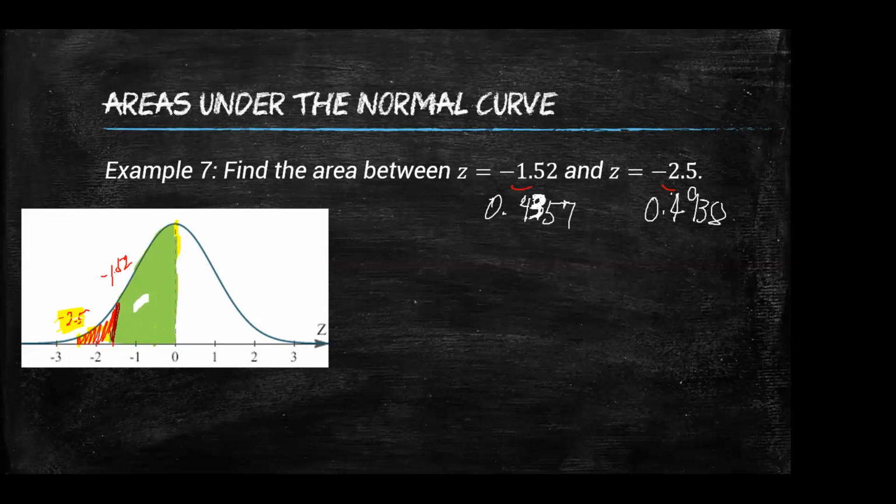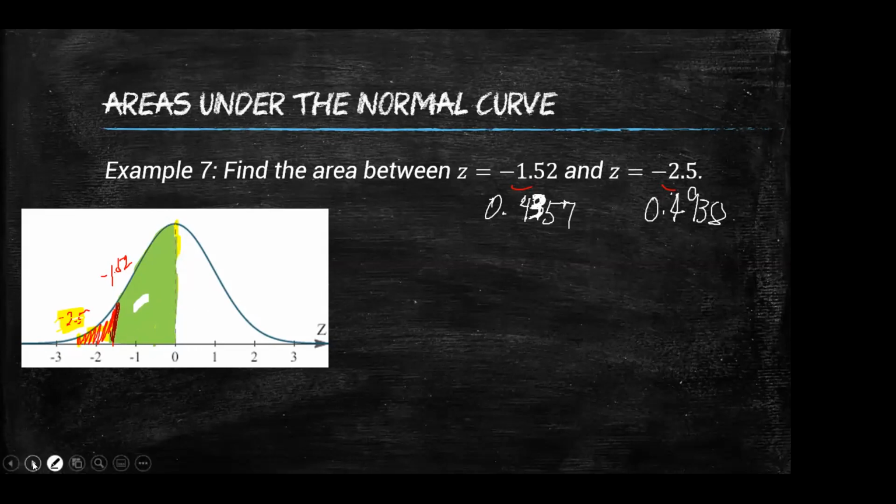Subtract to 0.5. Okay, sige, ganito. Ang gagawin natin class is kunin lang natin yung mga areas. Tignan nyo muna yung area ng negative 2.5 kasi siya yung mas malayo dun sa 0. So ito yung area niya. Tapos yung area ni negative 1.52. Anong papansin niyo dun sa area ni 1.52?